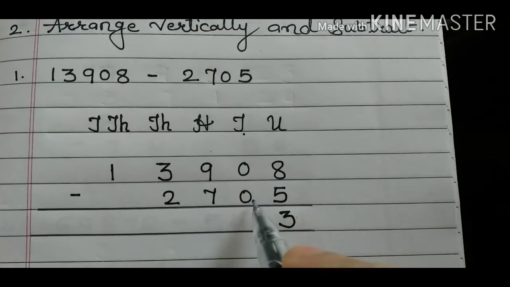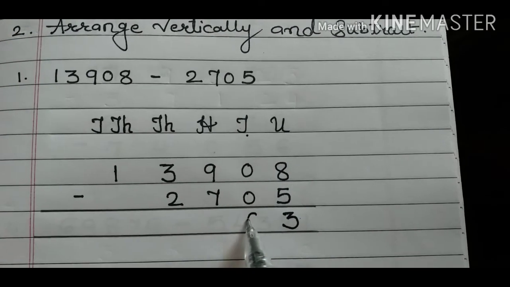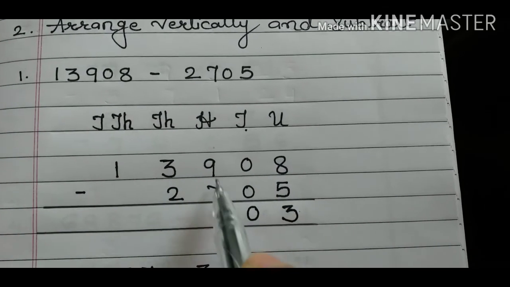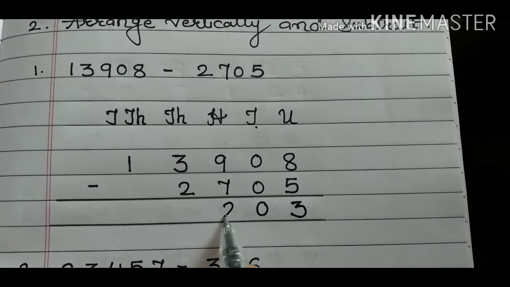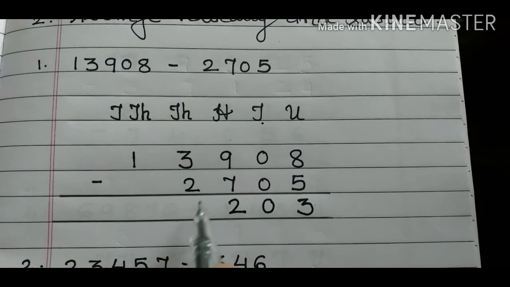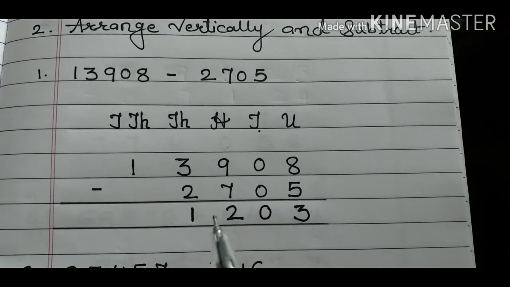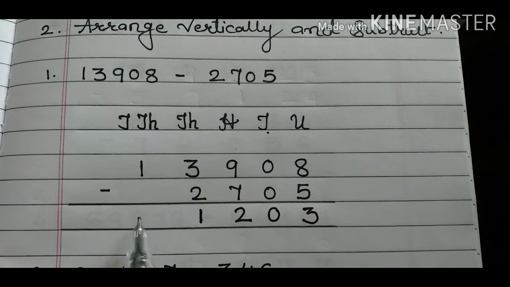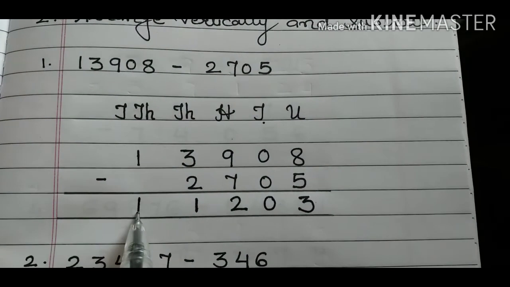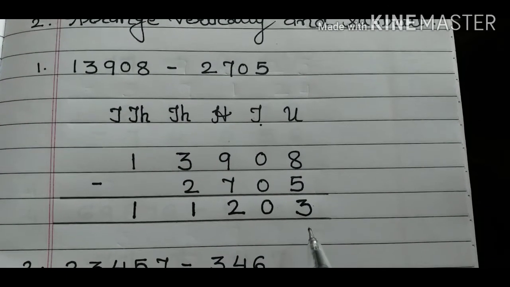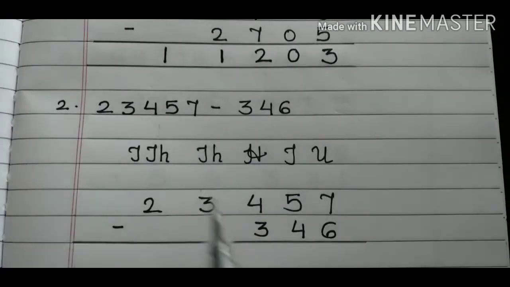In tens place 0 minus 0. 0 minus 0 is 0. So write down 0 in tens place. In hundreds place 9 minus 7 is 2. So write down 2 in hundreds place. In thousands place 3 minus 2 is 1. So write down 1 in thousands place. And in 10,000s place only 1 is there. So write down directly 1 in 10,000s place. So our answer is 11,203.